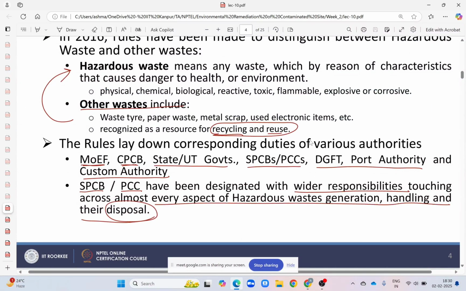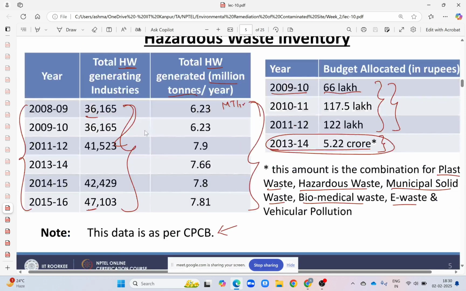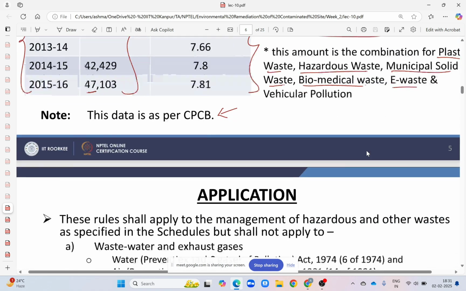Next we will see some details about how to manage the waste. Here we can see data about how hazardous waste generation has changed over the years. The number of industries producing hazardous waste has increased, and also the total hazardous waste generated has increased with each passing year. The budget allocated for management of this waste has also increased. So it is very important to manage the hazardous waste.